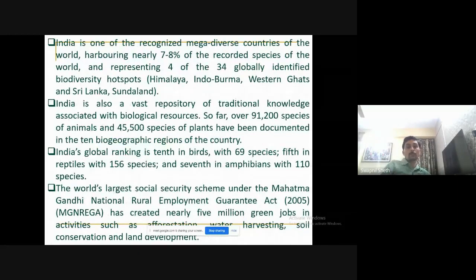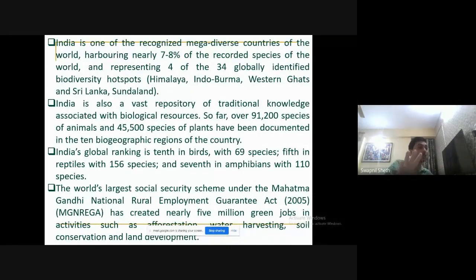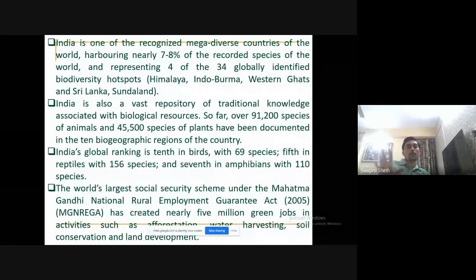So far, 91,200 species of animals and 45,500 species of plants have been recorded. That is why I said initially that research is done only in accessible areas. So it is an opportunity for all of us to reach those inaccessible areas. Nowadays technologies and projects are available, so we may do it.